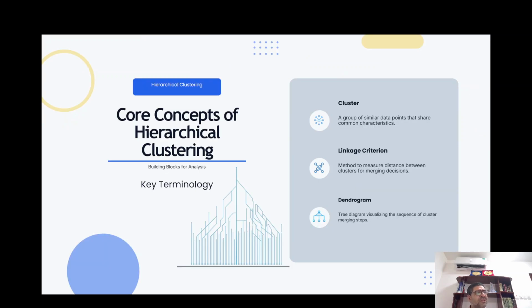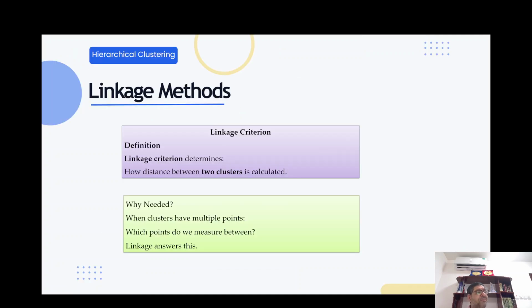This particular slide we probably used a little in the earlier part of the episode as well, covering clusters, linkage criteria, and dendrogram. We are going to discuss linkage criteria and dendrogram in quite some detail. First of all, what is the linkage method? The definition of linkage criteria is that it determines how the distance between two clusters is calculated. How we can calculate the distance between two clusters is what linkage criteria tells us.